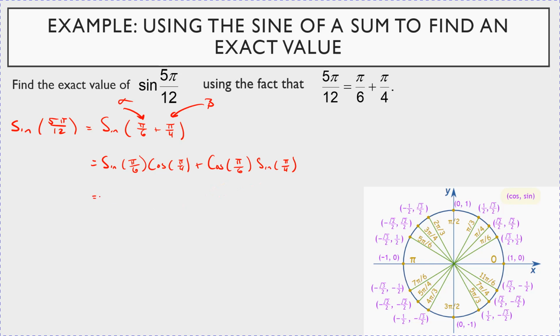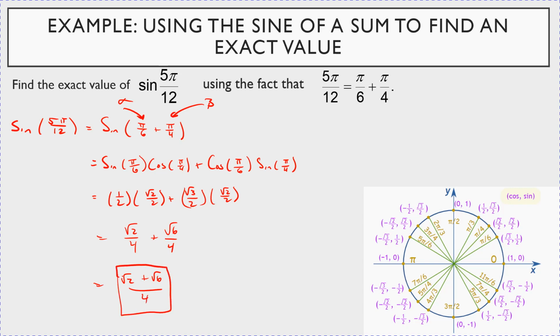All right, well, what is sine of pi over 6? Just look at the unit circle. Pi over 6, sine, 1/2. Cosine of pi over 4, square root of 2 over 2. Plus cosine of pi over 6, square root of 3 over 2. Sine of pi over 4, square root of 2 over 2. So this becomes square root of 2 over 4 plus the square root of 6 over 4, which is the square root of 2 plus the square root of 6, all over 4. So we got it. All right, so just a little bit of an interesting trick here.